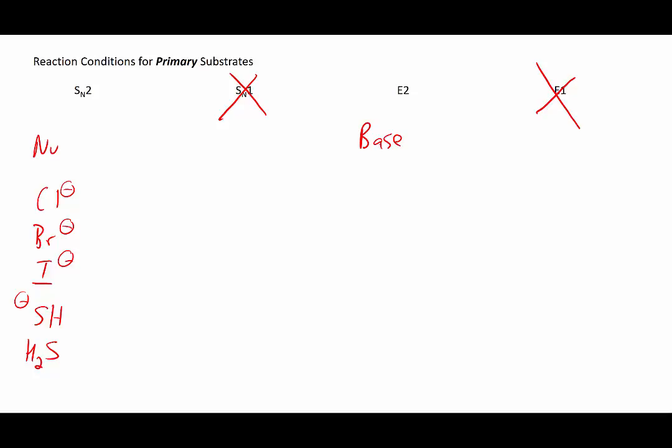For E2 reactions, you want to look for a good base that's not nucleophilic. Some examples of non-nucleophilic bases are hydride, or DBU, or LDA. We've talked about these before. These are good examples of non-nucleophilic bases. So what happens if we have a nucleophilic base, something like hydroxide? Where does that go in all of this?